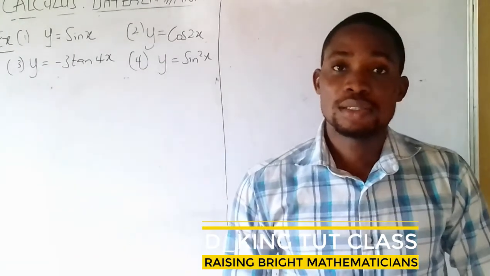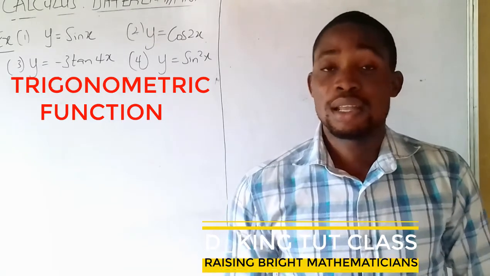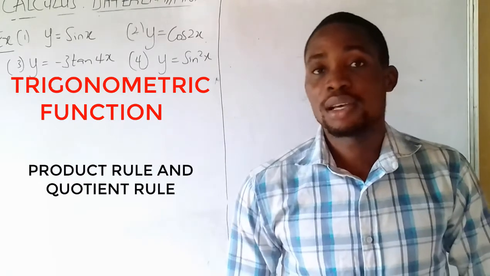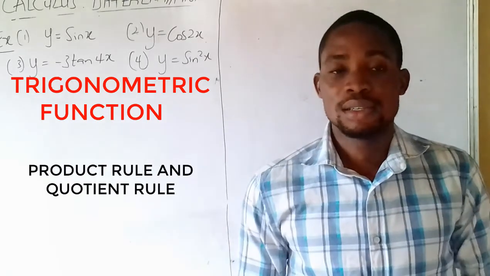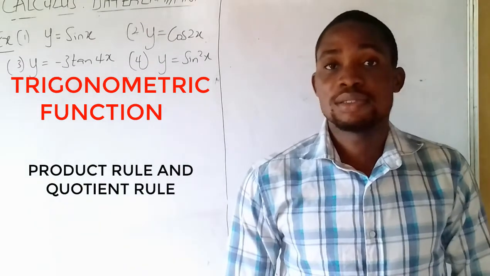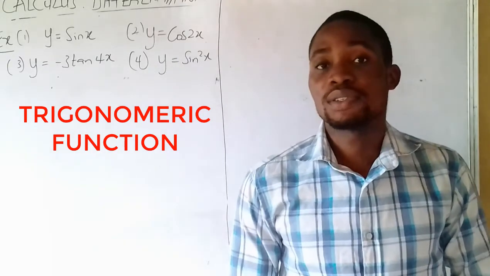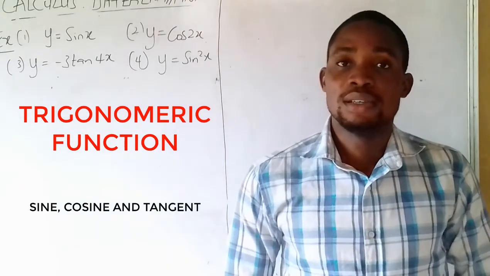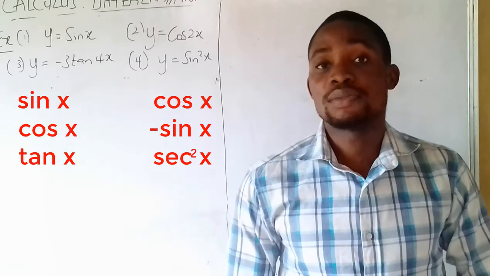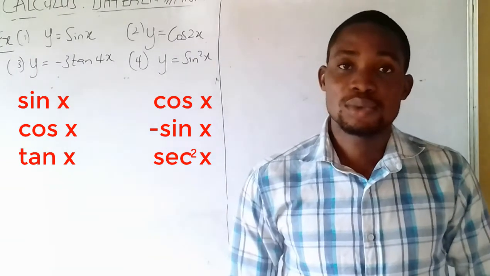In today's video, we're looking at trigonometric functions under differentiation. In the last class, we looked at product and quotient rule, in which I solved some questions. In today's series, we're looking at trigonometric functions, under which I'll be considering just three basic trigonometric functions, which are sine, cos, and tan. The differential of sine is cos, the differential of cos is minus sine, and the differential of tan is sec squared.